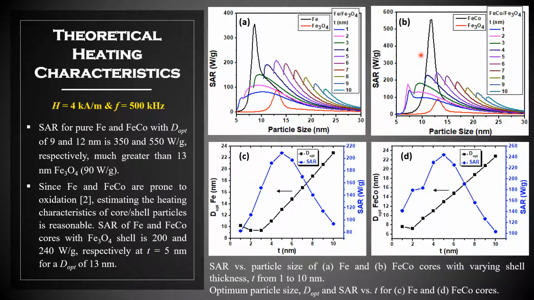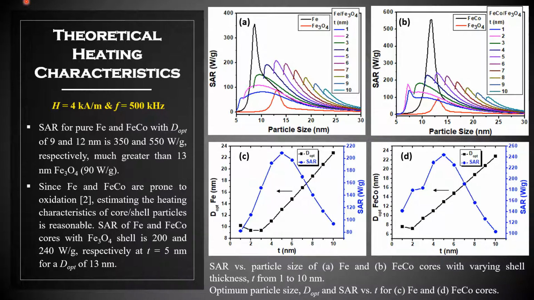SAR of Fe and FeCo with a Fe3O4 shell of 5 nanometer thickness reaches a characteristic maximum of 200 and 240 watt per gram respectively, which is obtained at the d-opt of 30 nanometers. This trend of FeCo giving better heat than Fe with a very thin oxide shell has also been experimentally verified.